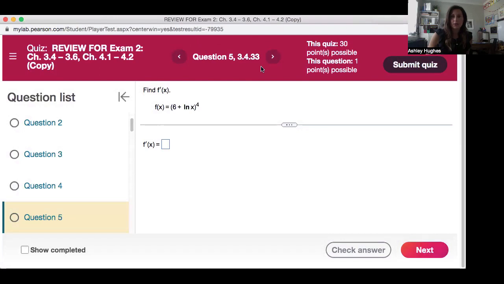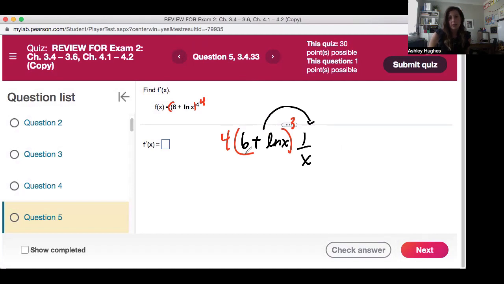This one, you notice we have a function inside a function. Anytime you have a function inside a function, that's chain rule. So you pull the 4 down, make it to the 3rd power. That's power rule. Then keep the inside the same. And then we're going to multiply by the derivative of the inside, which is 1 over x. Because the derivative of ln of x is 1 over x. And the derivative of 6 is 0. So that's your answer there.